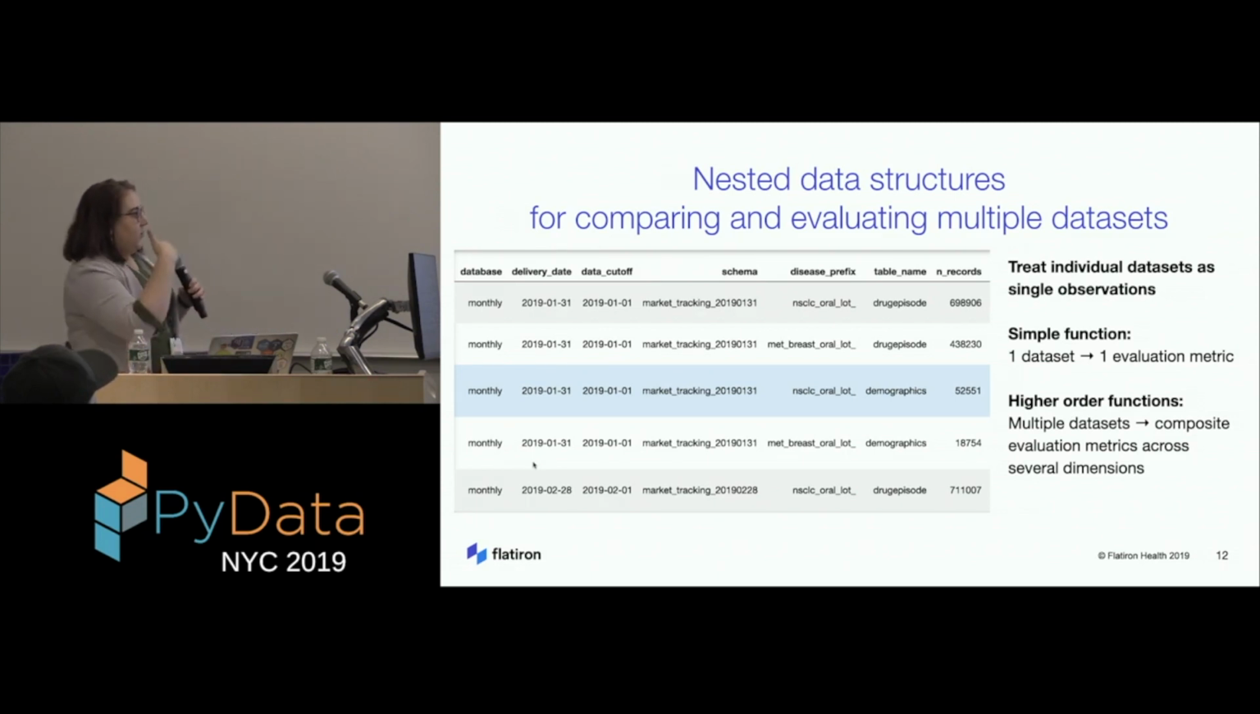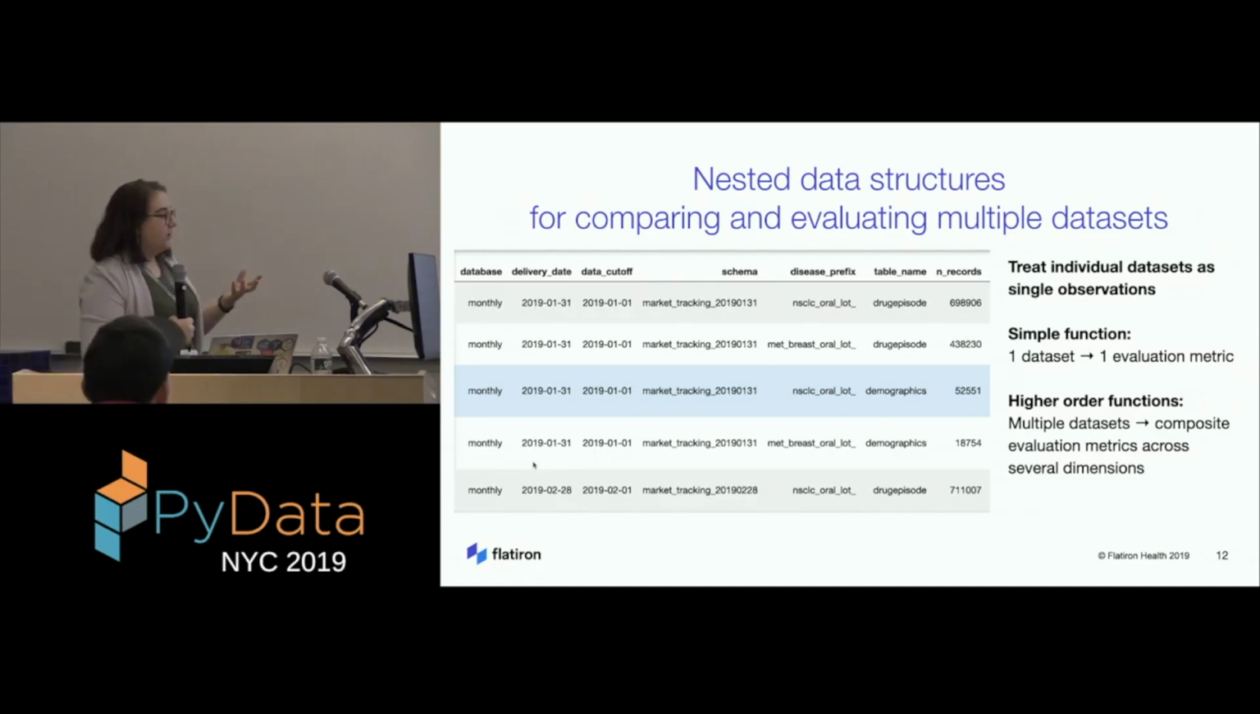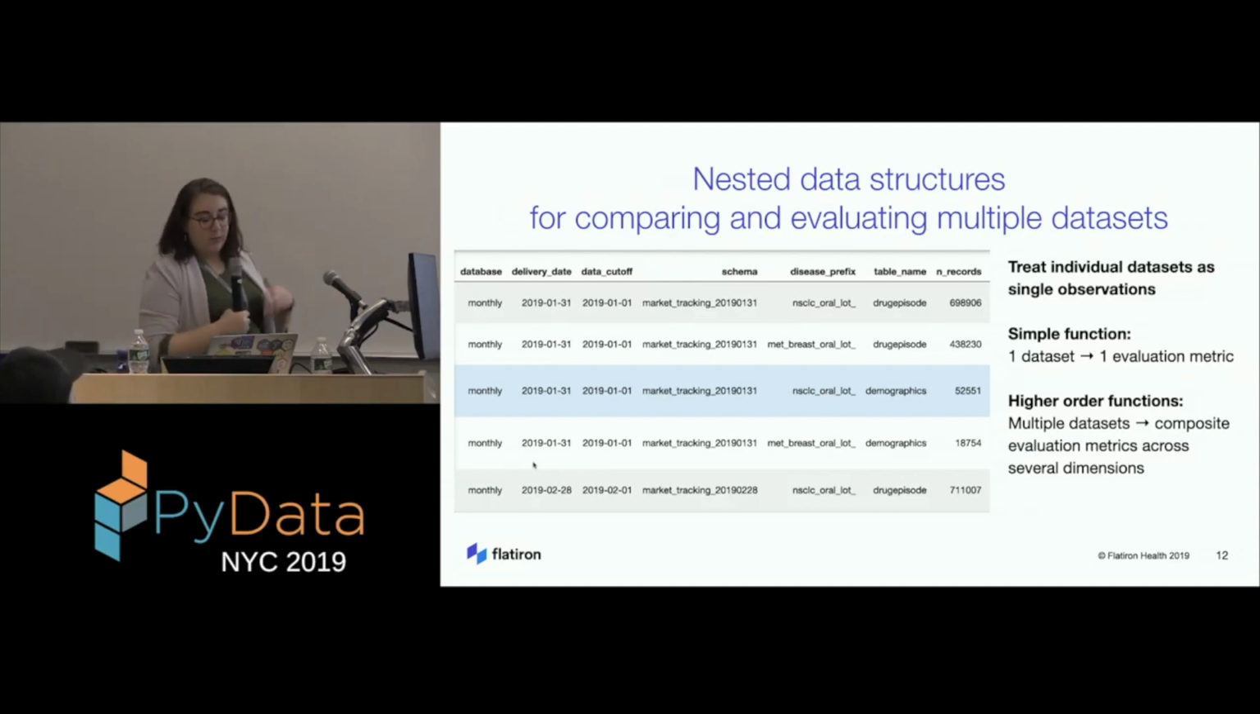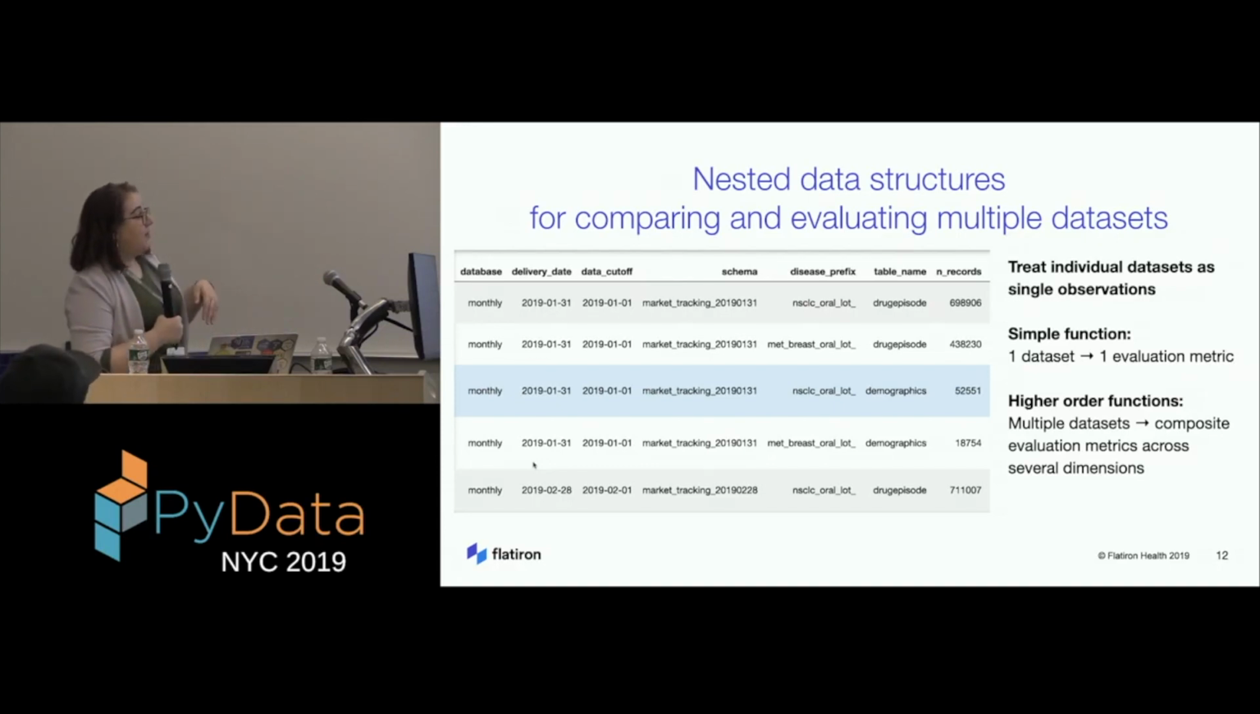So this allows us to take a simple function that we have developed as a data scientist to take in as input a single data set and output a single evaluation metric, and create from that a set of higher order functions that return composite evaluation metrics, and look at changes in the quality and those evaluation metrics over time or between data sets. And we can do this rather seamlessly across many dimensions and many data sets, because this is all stored within this parent data frame.